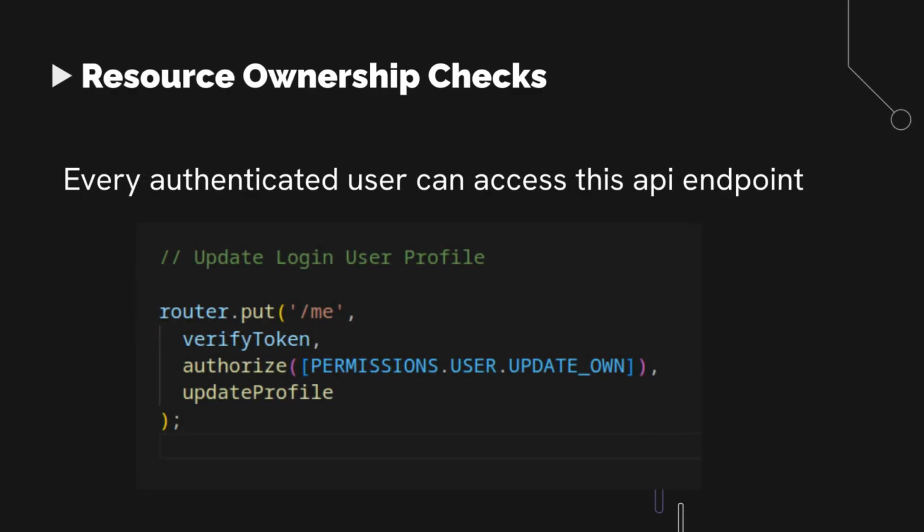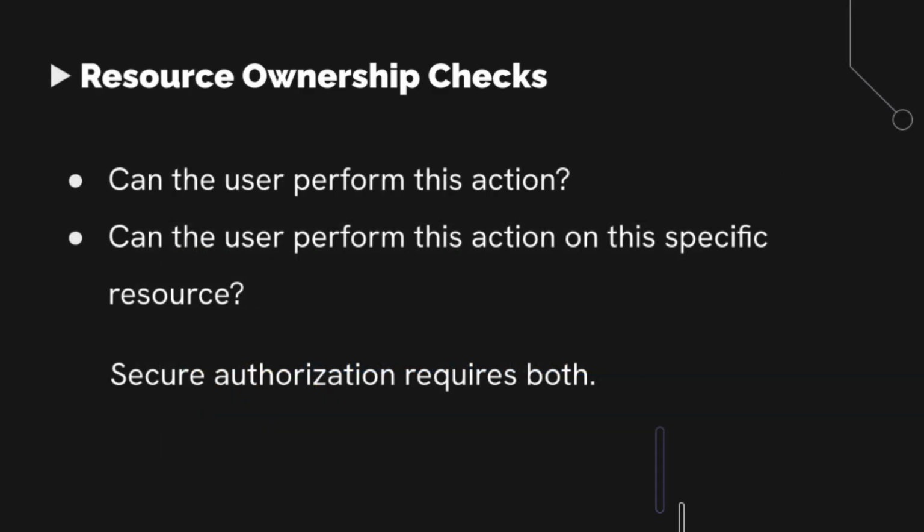For example, a user may have a permission to access the profile update route. The permission check confirms that the user can perform the update profile action, but it does not verify which profile is being updated. Without a resource ownership check, the user could potentially update another user's profile record instead of their own. This is where resource ownership checks become important. The idea is simple. Before granting access, the application verifies whether the requested resource actually belongs to the current user.